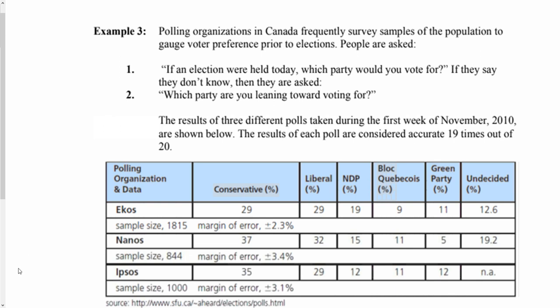So the results of the 3 different polls taken during the first week of November 2010 are shown below. The results of each poll are considered accurate 19 times out of 20, so we know right away our level of confidence is 95%, which is awesome.